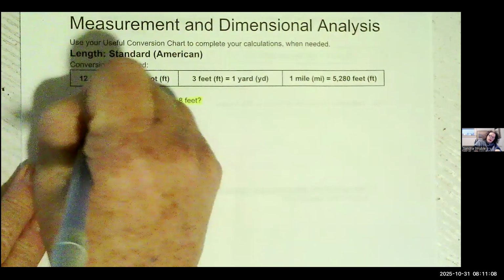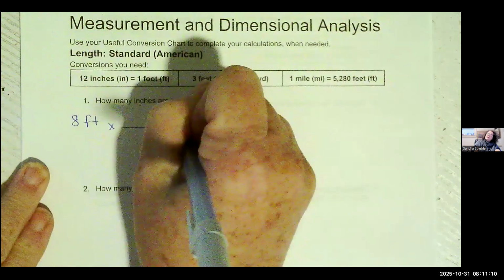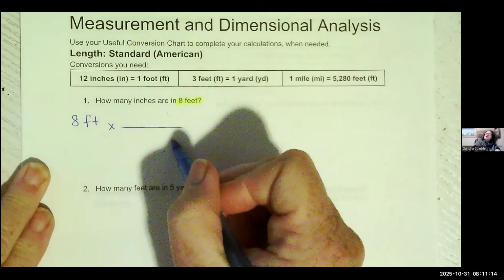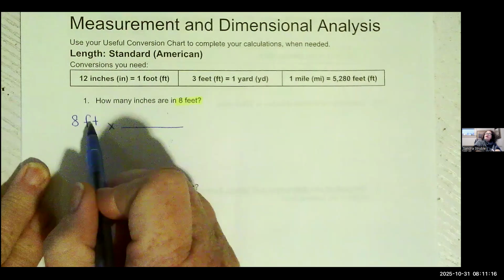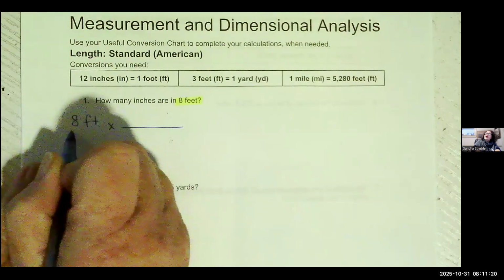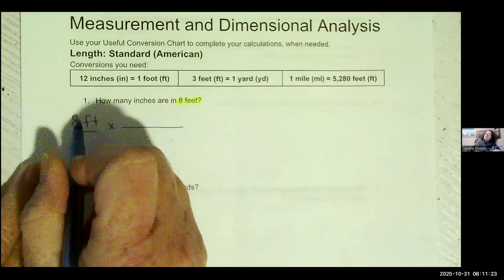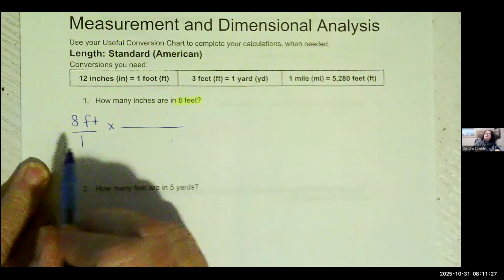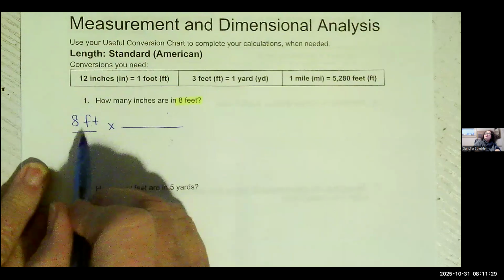Conversions are what you use. They're going to be a fraction that you use to convert from feet to inches. Okay. If it helps, put this over 1. As long as it's not already a fraction, put it over 1 because that will help you see that this 8 feet is in the numerator. It's in the top part of the fraction.